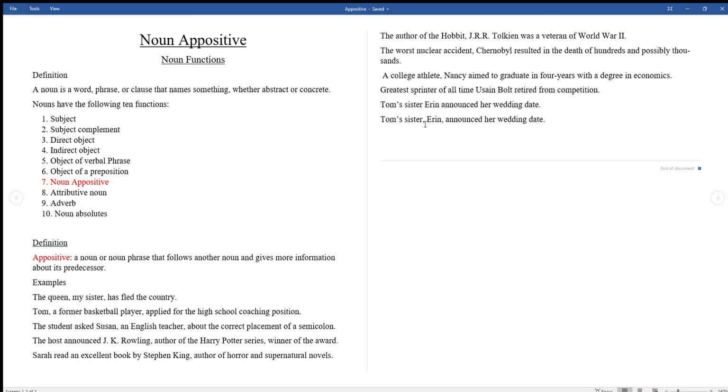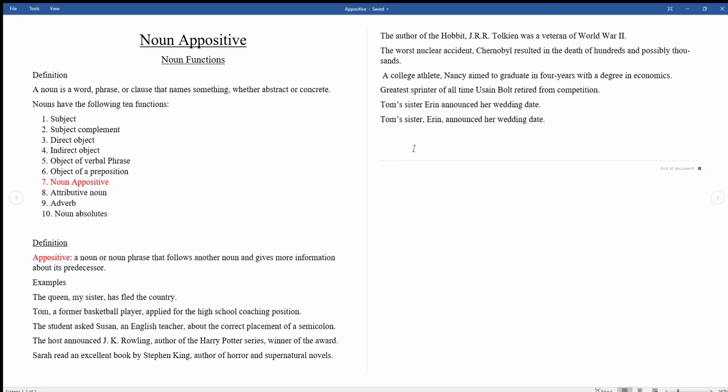Now, if we put commas around it, like in the previous sentences where we have commas on both sides, this is saying Tom has only one sister. So Tom's sister, by the way, her name's Erin, announced her wedding date. So again, this one without the commas is restricting. So this is a restrictive appositive, saying which of Tom's sisters announced her wedding. If Tom only has one sister, we can say Tom's sister, Erin, announced her wedding date because he only has one. This is non-restrictive, meaning this is just extra information. We know that Tom only has one sister, and by the way, her name is Erin.